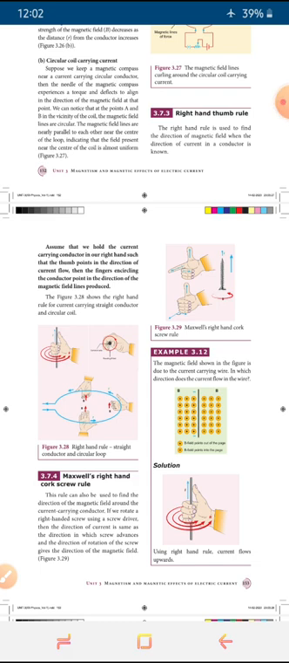Maxwell's right hand corkscrew rule, and the rest of the topic we'll discuss in the next class.